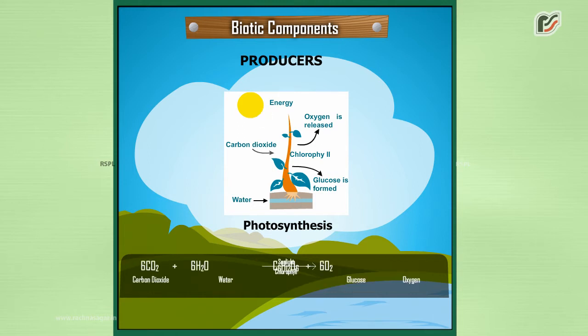6CO2 plus 6H2O, in the presence of sunlight and chlorophyll, produce C6H12O6 plus 6O2.